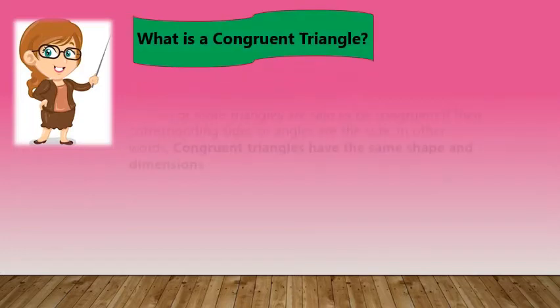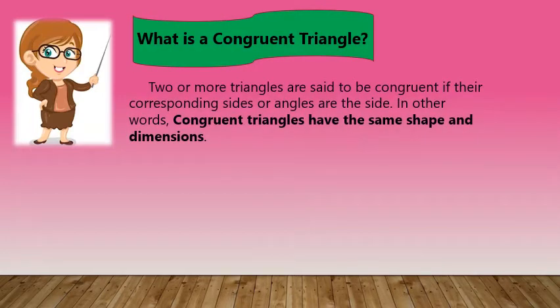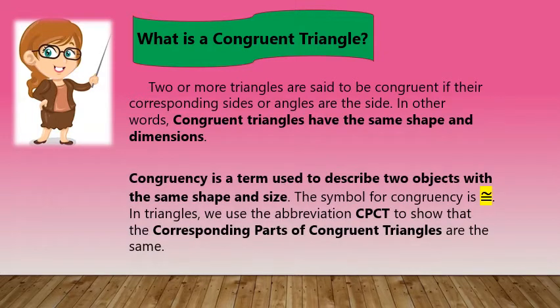Now let's talk about congruent triangles. Two or more triangles are said to be congruent if their corresponding sides and angles are the same. In other words, congruent triangles have the same shape and dimensions. Congruency is a term used to describe two objects with the same shape and size. The symbol for congruency is this. In triangles, we use the abbreviation CPCT to show that the corresponding parts of congruent triangles are the same. So take note, when we say CPCT, it means corresponding parts of congruent triangles.